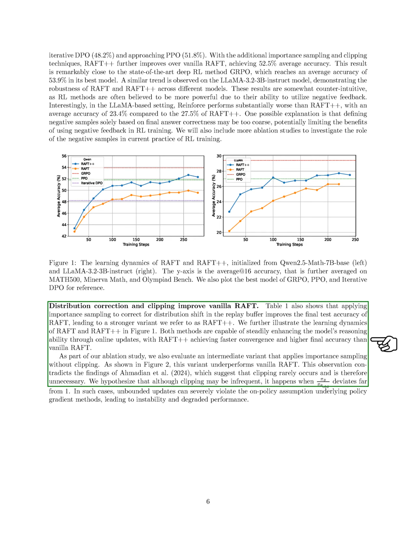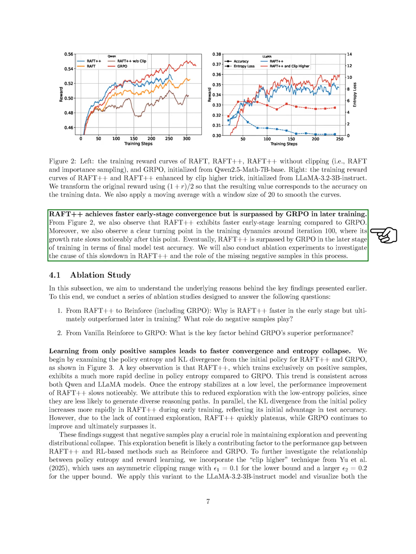Section. RAFT++ achieves faster early-stage convergence but is surpassed by GRPO in later training. In this section, we observe that RAFT++ shows quicker early-stage convergence but is eventually outperformed by GRPO in later training phases. Our analysis reveals that RAFT++ learns faster initially, but around the 100th iteration, its growth rate noticeably slows down. Ultimately, GRPO surpasses RAFT++ in final model test accuracy. To understand this slowdown in RAFT++, we will conduct ablation experiments focusing on the impact of missing negative samples.